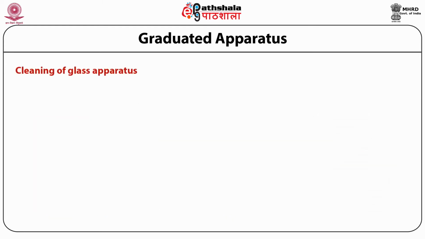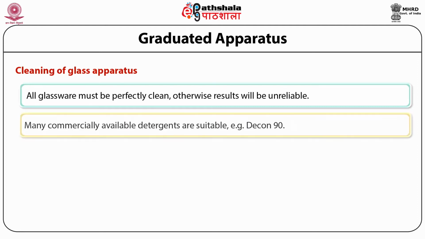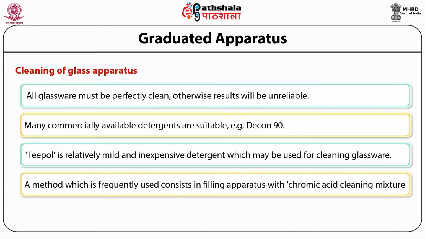Cleaning of glass apparatus. All glass apparatus must be perfectly clean and free from grease. Otherwise, the results will be unreliable. Various methods are available for cleaning glassware. Many commercially available detergents are suitable for this purpose, and some manufacturers market special formulations for cleaning laboratory glassware. Deepol is a relatively mild and inexpensive detergent which may be used for cleaning glassware. A method which is frequently used consists in filling the apparatus with chromic acid cleaning mixture.